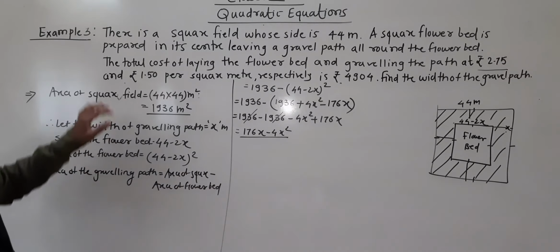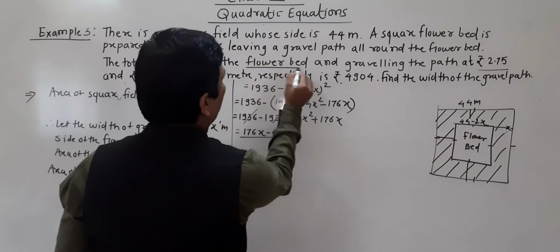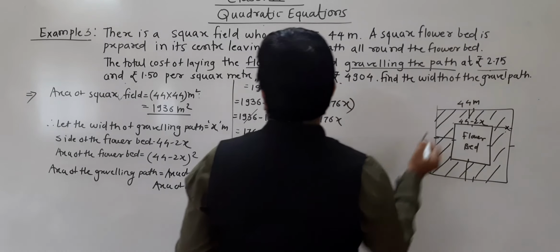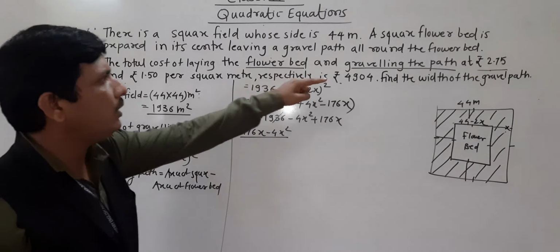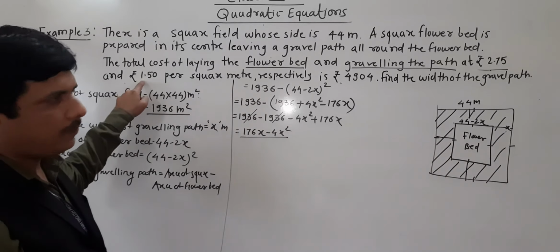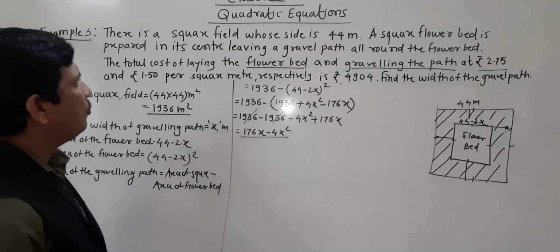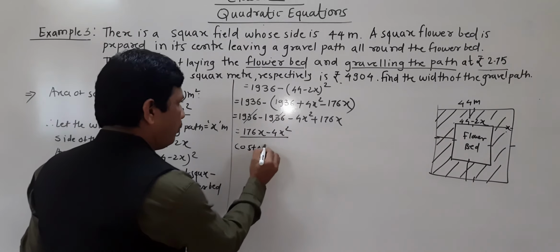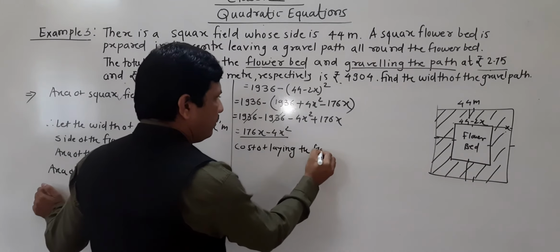Now what is given? See, the total cost of laying the flower bed and graveling the path, rupees 2.75 and rupees 1.50. The cost for laying the flower bed is 2.75, and the graveling path cost is given as 1.50 per square meter. So first we will think about the cost of laying the flower bed.